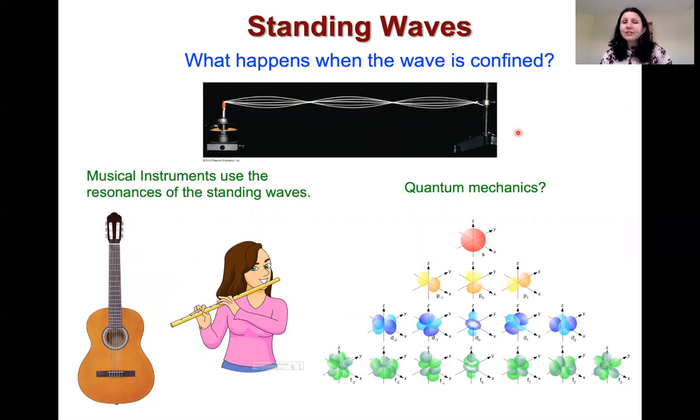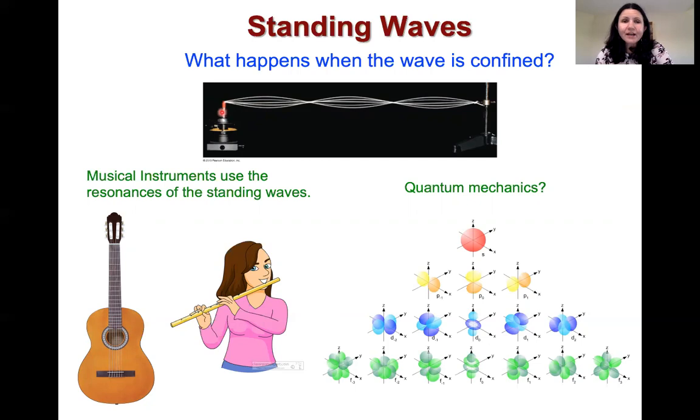What we haven't looked at yet is what happens when you confine that wave. In other words, you don't allow it to continue traveling in space forever, but there's something that stops it and also allows it to reflect. So in other words, can a wave interfere with itself? And the answer is yes.